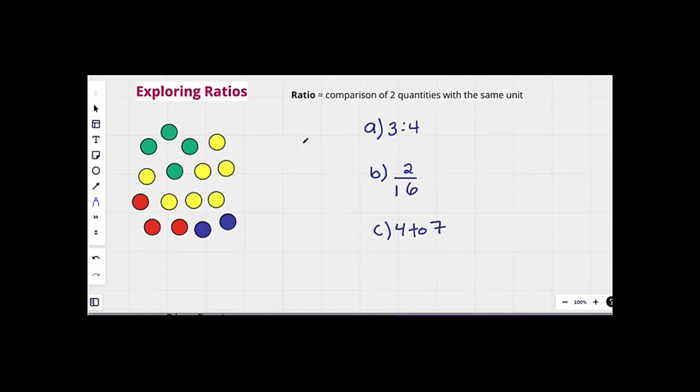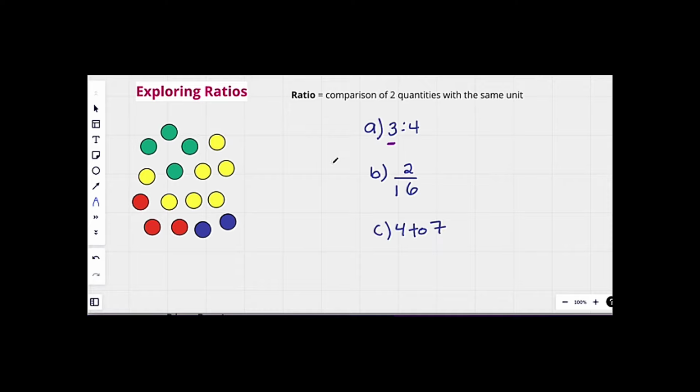So to get this 3, we know that there's going to be something in here that there's 3 of. So we've got some green circles, some yellow circles, some blue circles, and some red circles. Out of all of those, which one shows that we have 3 of them? Well, we see that we have 2 blues. We've got 4 greens. We've got 7 yellows. Oh, and we've got 3 reds. So we see that this 3 represents the reds.